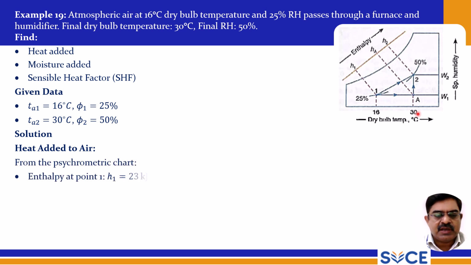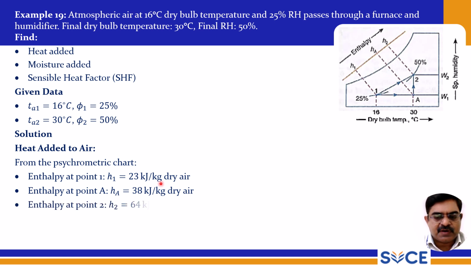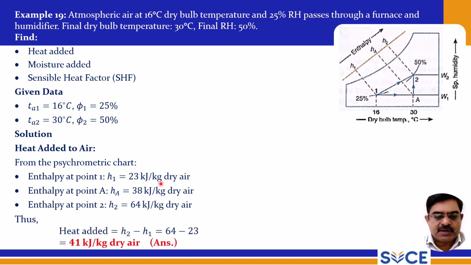Heat added to air, from the psychrometric chart: enthalpy at point 1, H1 equal to 23 kilojoules per kg of dry air. Enthalpy at point A, HA equal to 38 kilojoules per kg of dry air, and enthalpy at point 2, H2, is 64 kilojoules per kg of dry air. So these data we can easily find from the psychrometric chart. So heat added is H2 minus H1, that is nothing but 41 kilojoules per kg of dry air.